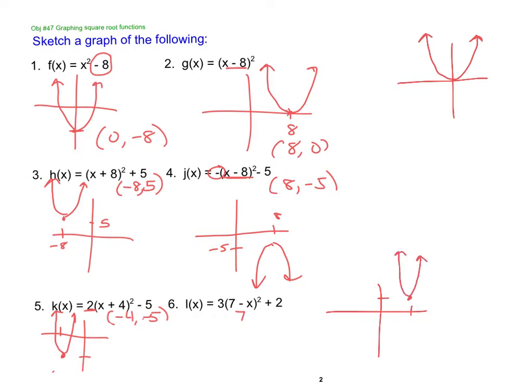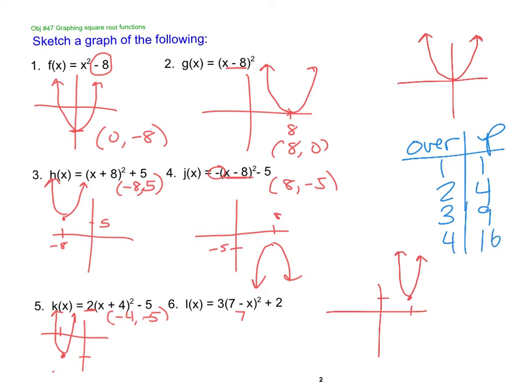Right. So these were sketches, right? Who remembers the shifting rule? What was that shifting rule we used when we plot these? So over and up. 1, 1, 2, 4, 3, 9, 4, 16. Why is that our shifting rule? Because this is based on x squared, right? 1 squared is 1, 2 squared is 4, 3 squared is 9, 4 squared is 16.